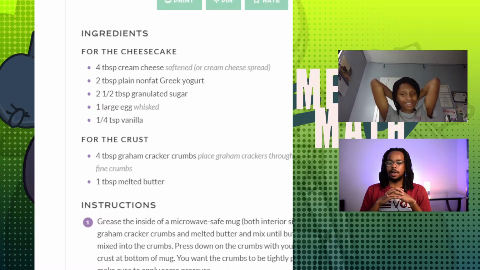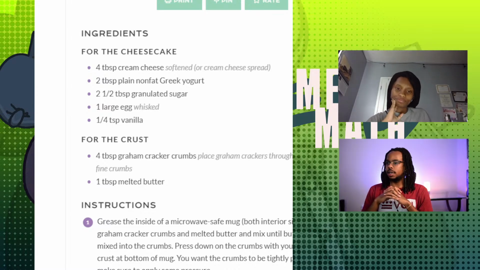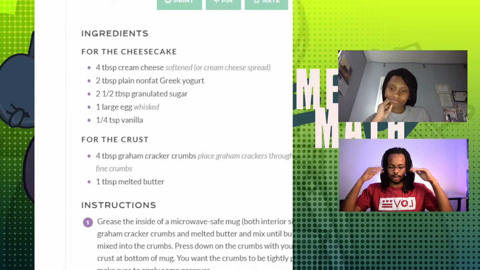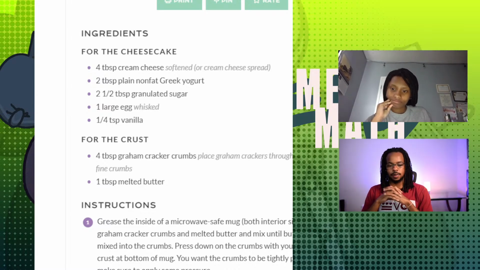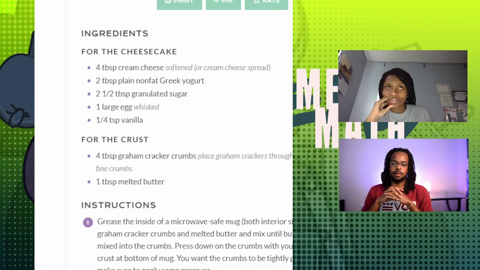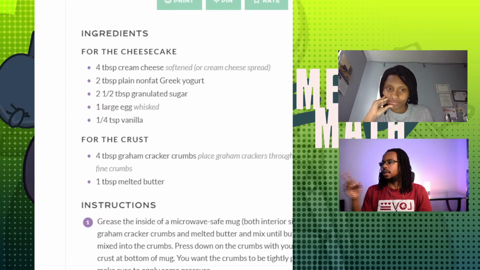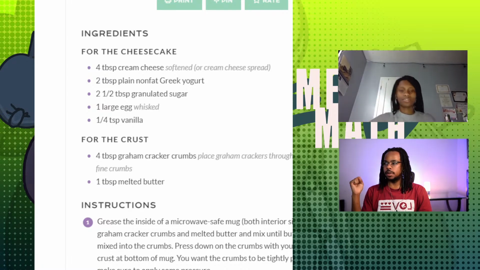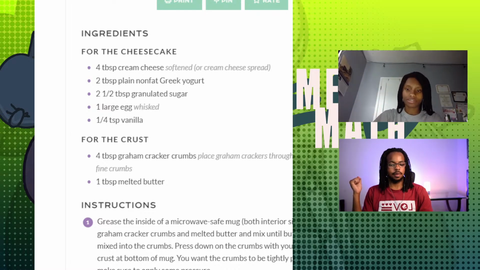Nice. Starting out with 4 tablespoons. Placing that into our mental play space, and let's convert that into milliliters. All right. So 4 tablespoons is 2 ounces, so that'd be 60 milliliters. Spot on. Next up, 2 tablespoons. Easy, that's 1 ounce, so that's 30 milliliters. Perfect.